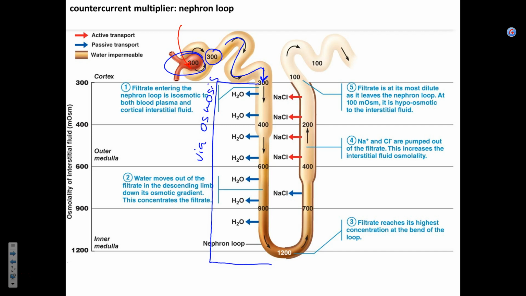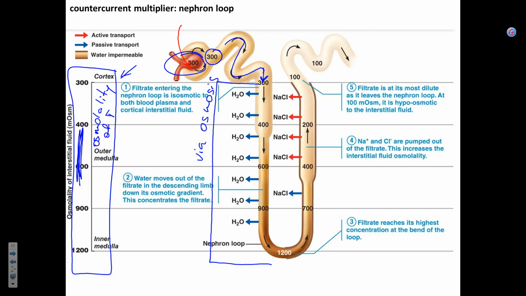So the numbers on the left represent the osmolality of interstitial fluid. So that's the osmolality in the medullary tissue. Does that make sense? So when filtrate with, say, osmolality 300 gets to about this area, filtrate has osmolality of 300, medulla has 400, you have osmosis. Does that make sense?